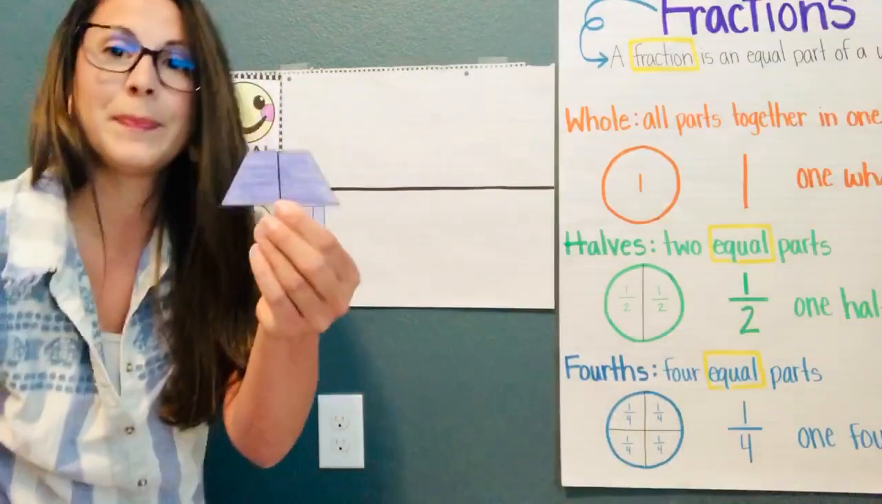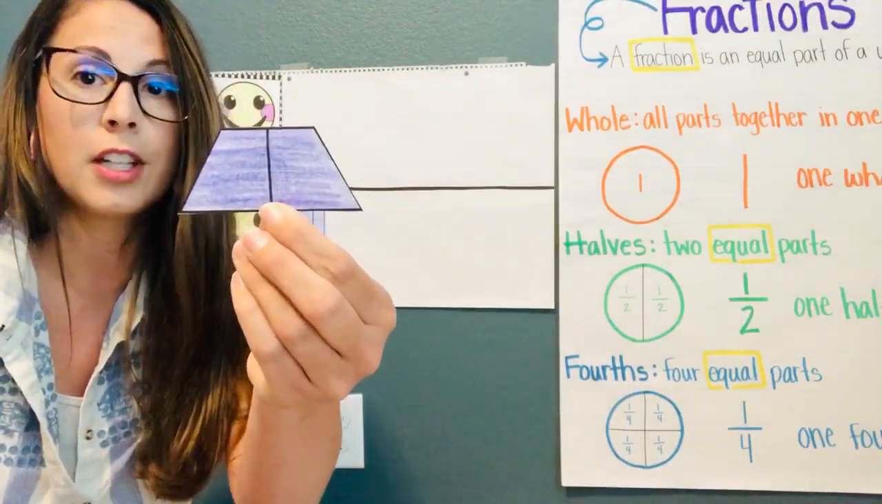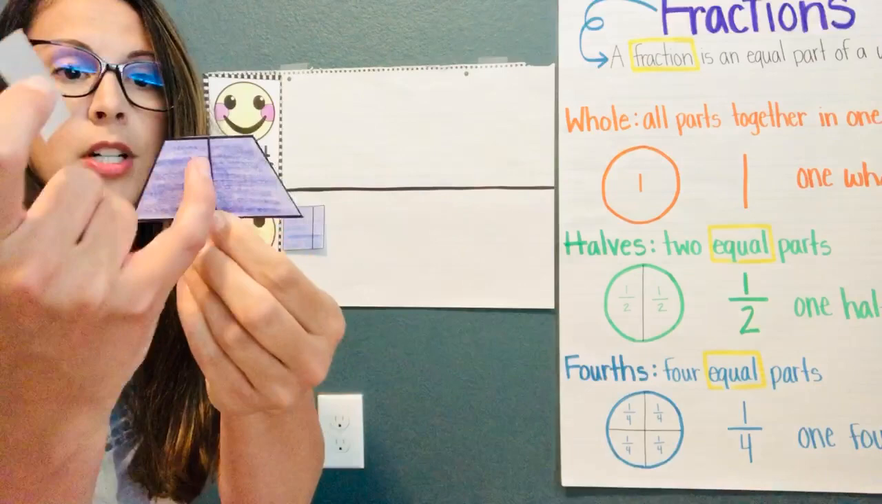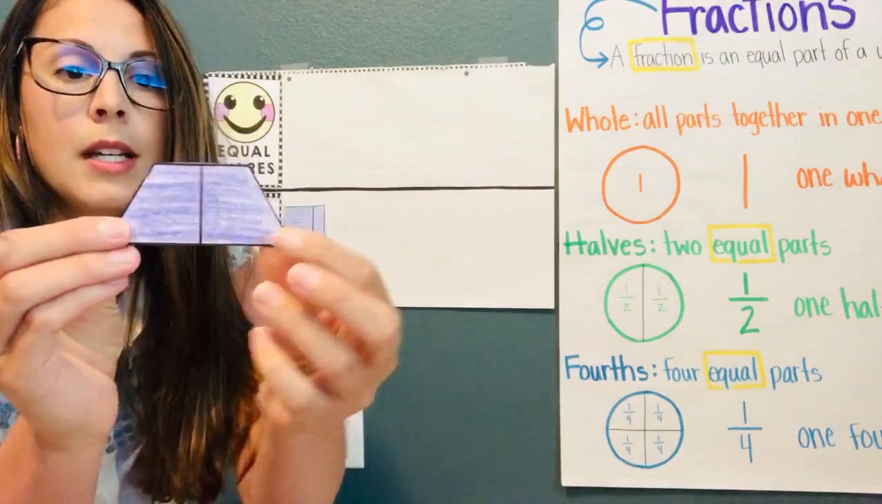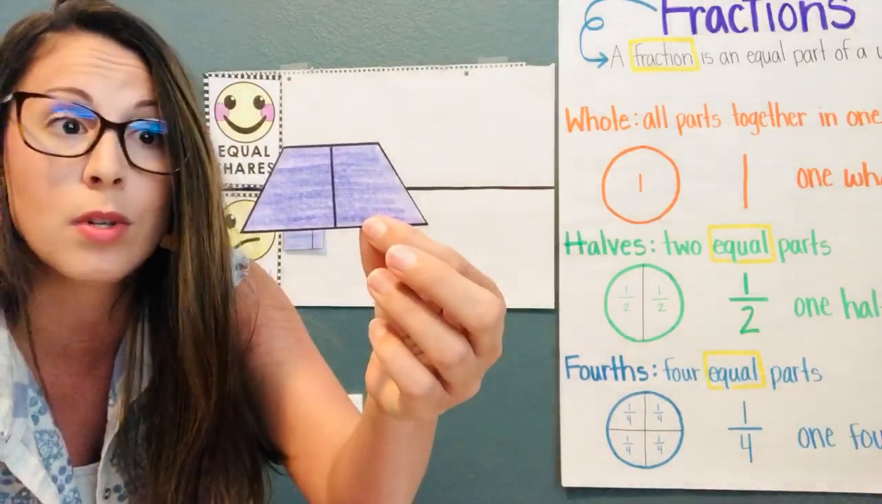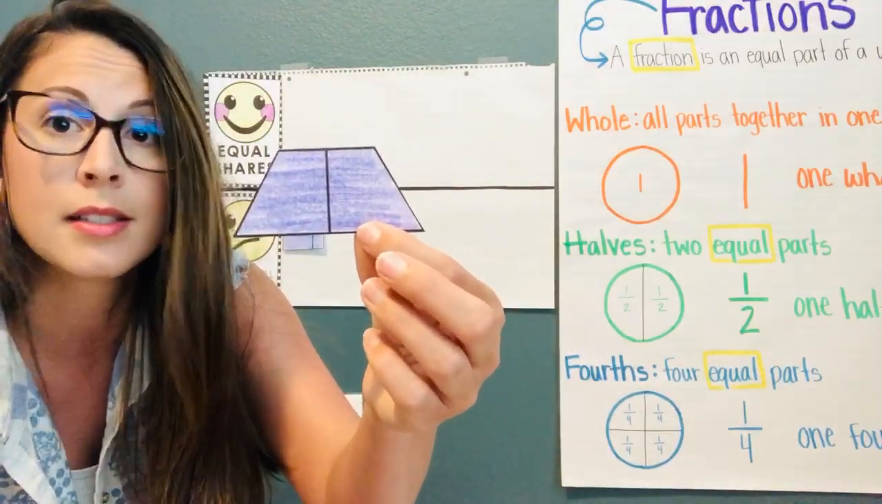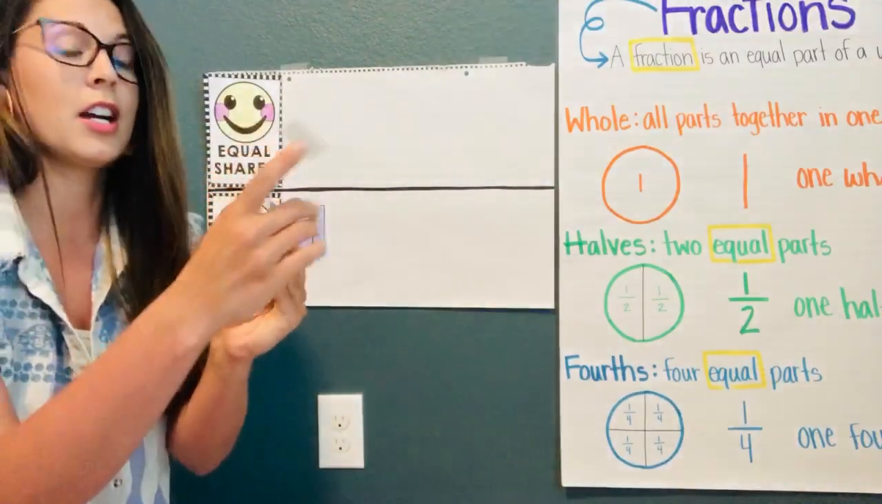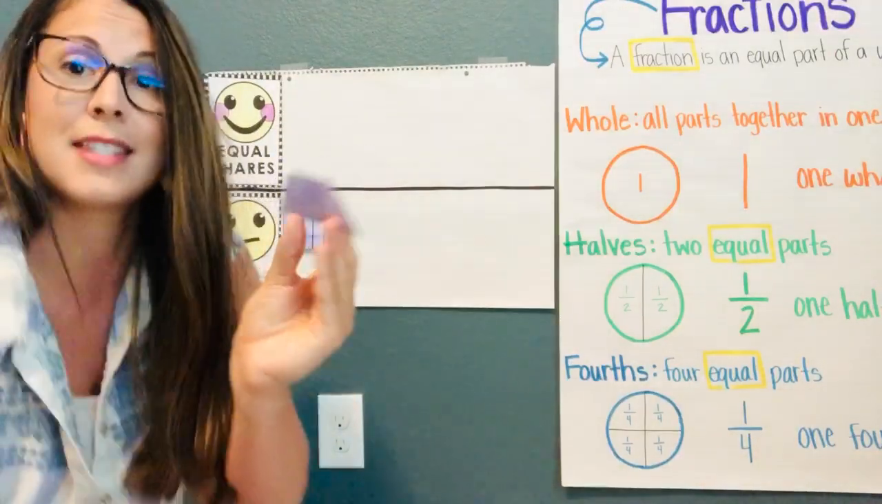My trapezoid. Now, look closely. It's partitioned right here. And do the sides look equal, like they're fair shares? Yeah. This is partitioned in halves.